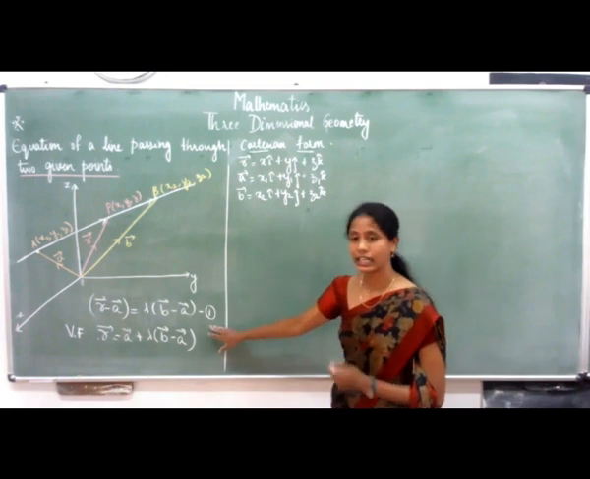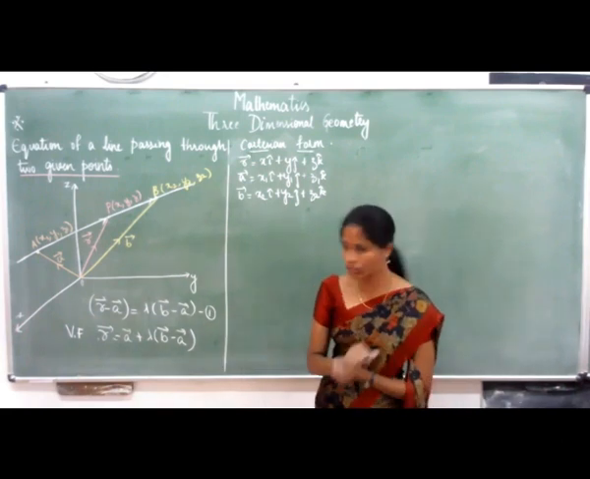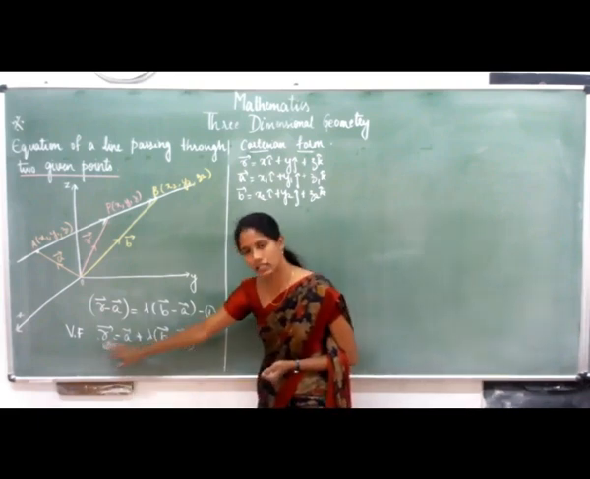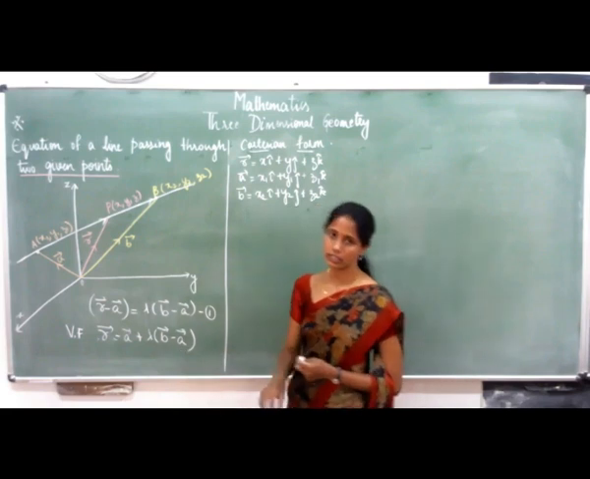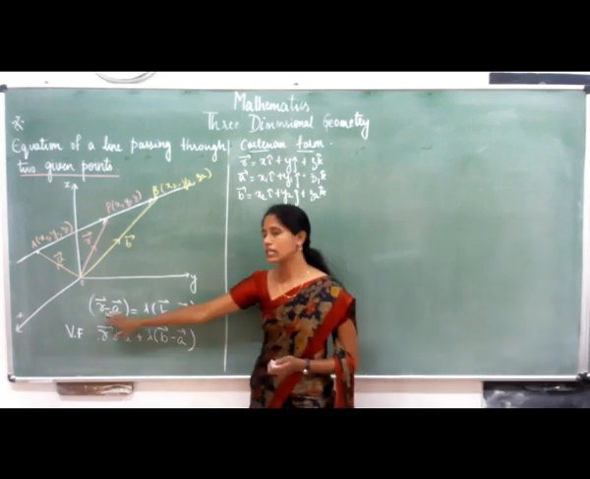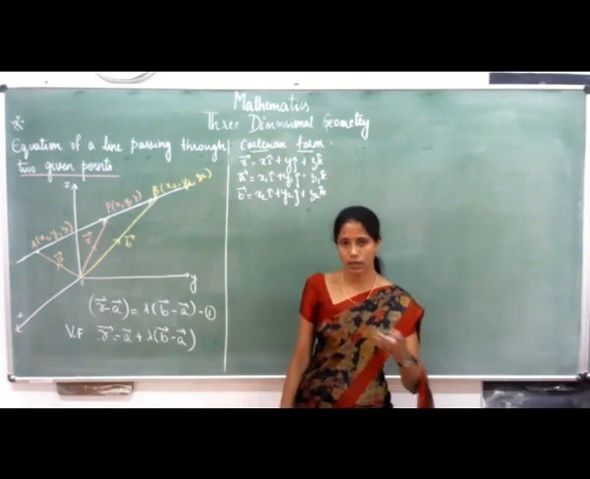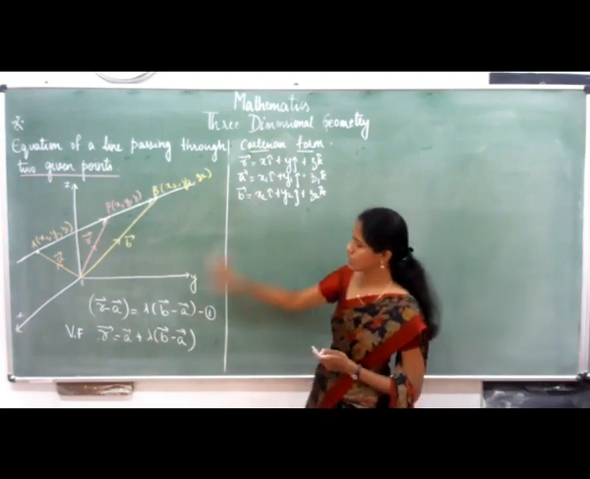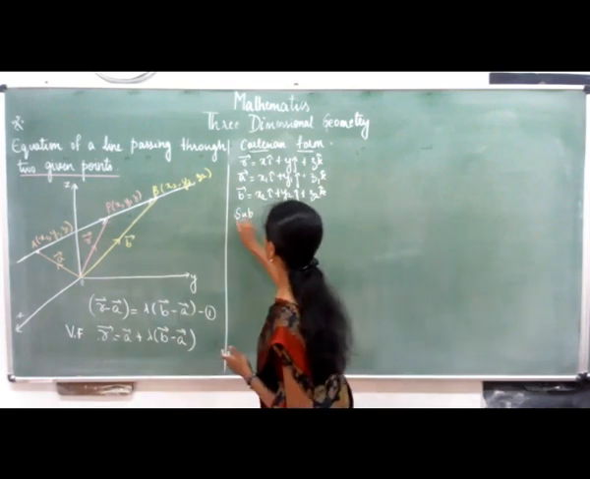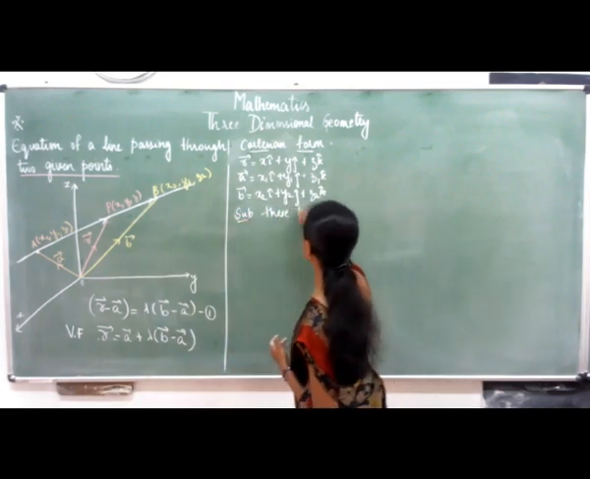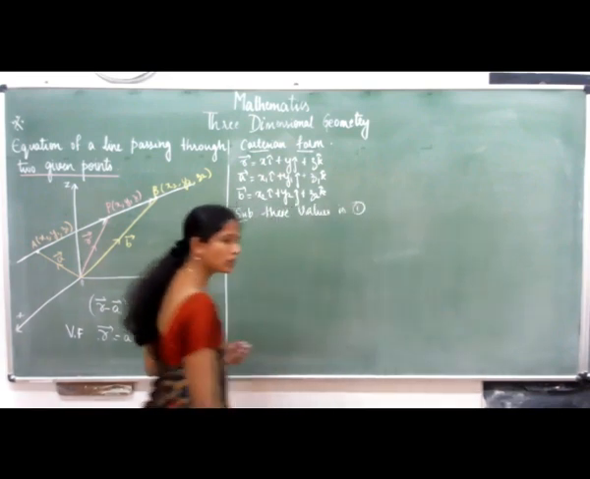So we already derived the vector form of the equation of the line which is passing through two given points. We derived that vector R is equal to vector A plus lambda times vector B minus vector A. So this can also be written as vector R minus vector A is equal to lambda times vector B minus vector A. So I am going to substitute these values in equation number 1.